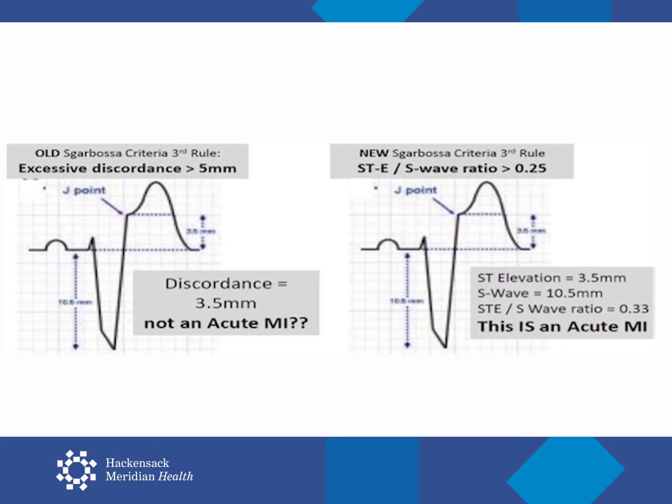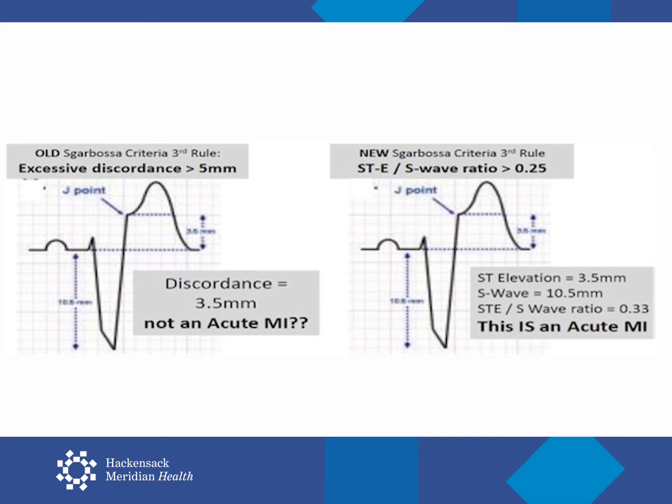In fact, there are new modifications of the older Sgarbossa criteria. I said in the last slide that if the ST segment is more than 5 millimeters elevated, that was an MI. However, new criteria are even more sensitive. The new criteria state that if the J-point elevation is greater than 25% of the S-wave depth, this is an MI, and you don't have to have the full 5 millimeter elevation.